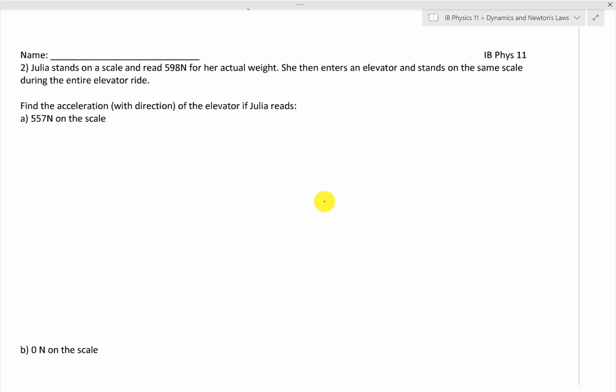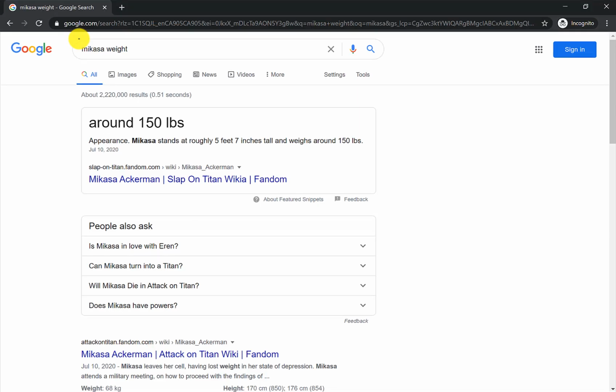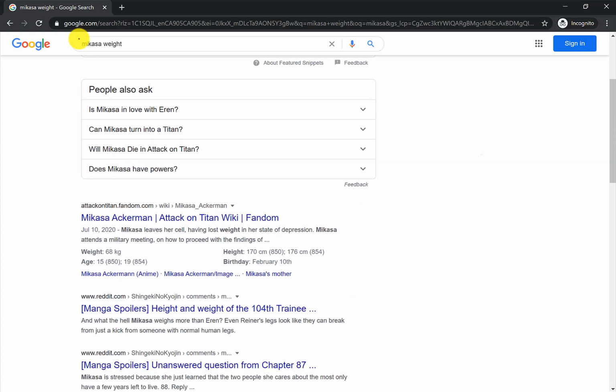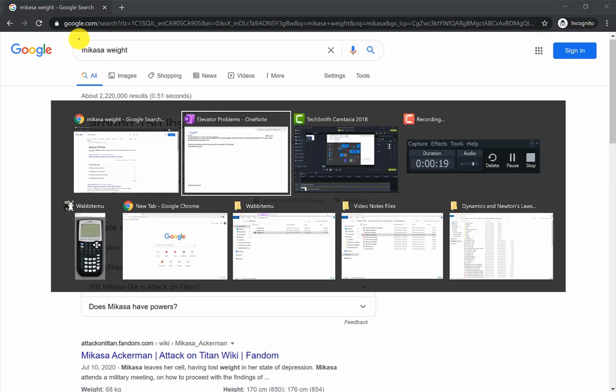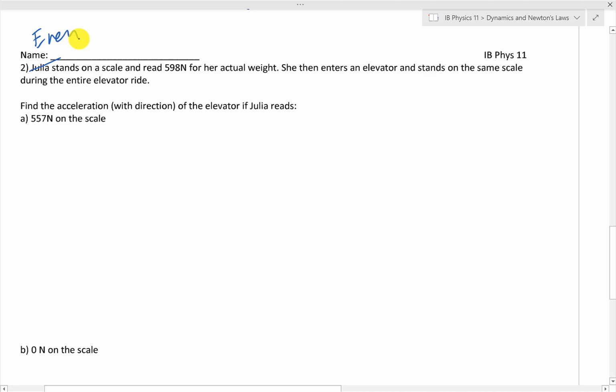So here is example 2, and I noticed I forgot to change a few things, so I'm quickly doing that. I looked online, and the description would only match Eren Yeager with his actual mass, not Julia, and not Mikasa. I just found Mikasa actually weighs a little bit more than Eren, probably because she's more ripped. As I was checking this online, 150 pounds and 68 kilograms. If you calculate it, it's about 68 kilograms, which is a little bit too much for what this reading is.